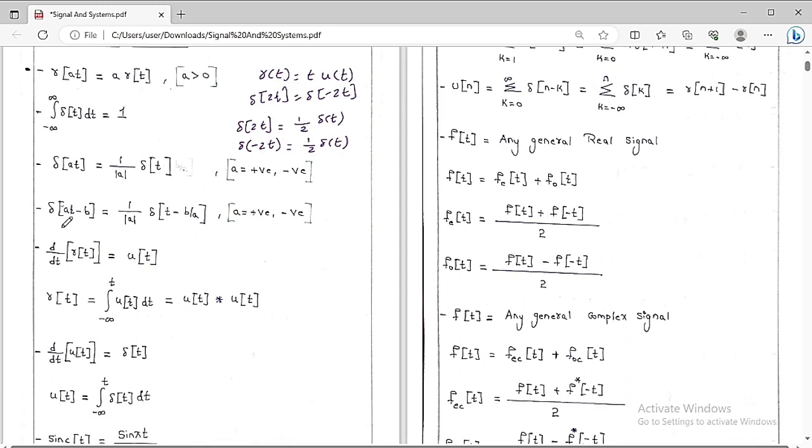The next property is delta of at minus b is equal to 1 by mod a delta of t minus b by a. a can be either positive or a can be negative. So how to do it like this? Let me tell you here.